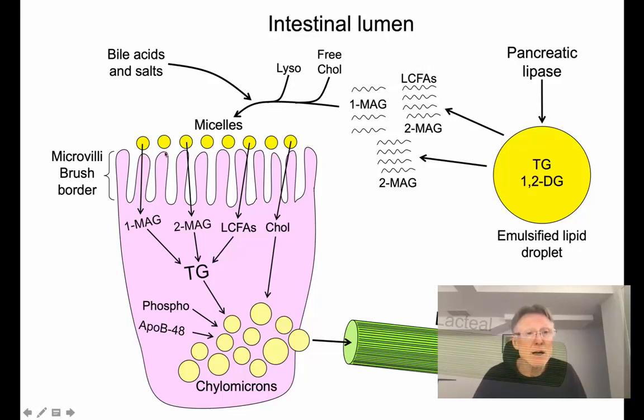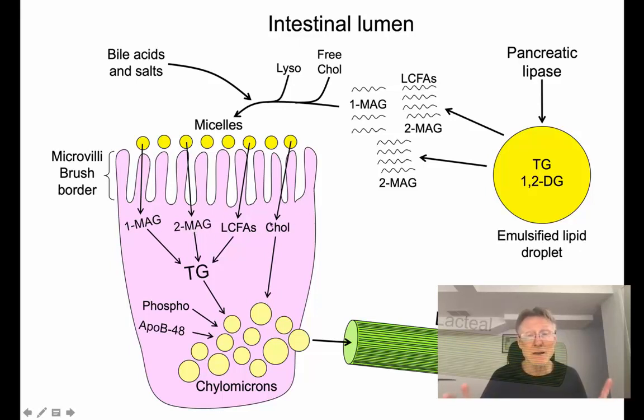And these micelles can actually cross the membrane of the enterocyte. That's where the microvilli, or the brush border, is. Remember, you have that layer of enterocytes that lines the surface of the duodenum. So now all these tiny molecules are going in. So you have again 1-MAGs, 2-MAGs, long chain fatty acids, and cholesterol.